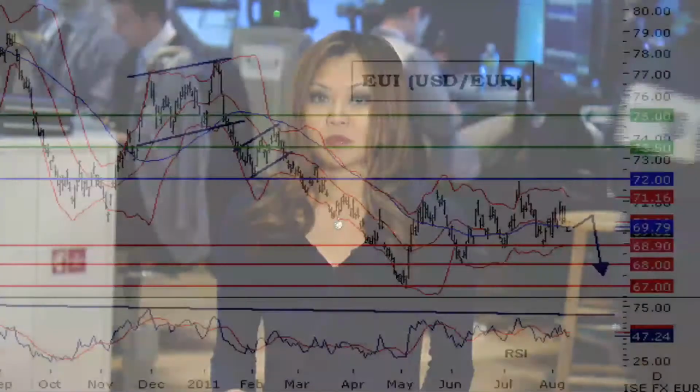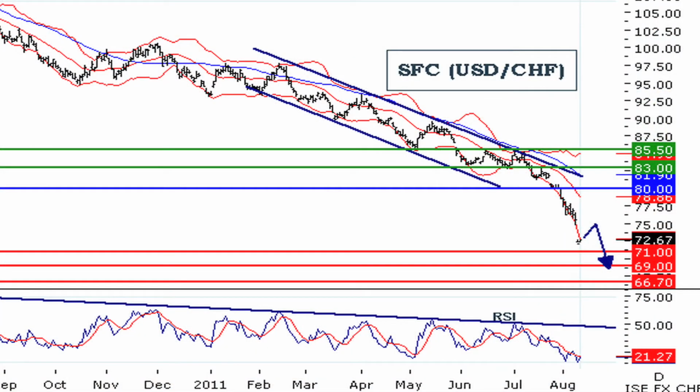Now, moving on to the SFC, the US dollar against the Swiss franc, the downside does prevail. The RSI is capped by a declining trend line and remains within a bearish channel. It is also challenging its support. The preference of Trading Central analysts for the dollar against the Swiss franc is short positions below 80, with targets coming in at 71 and 69 in extension.